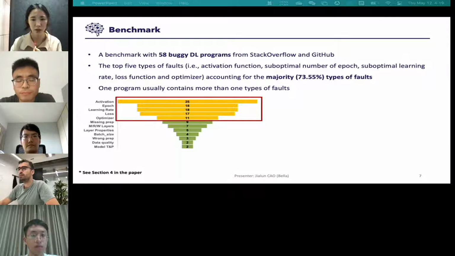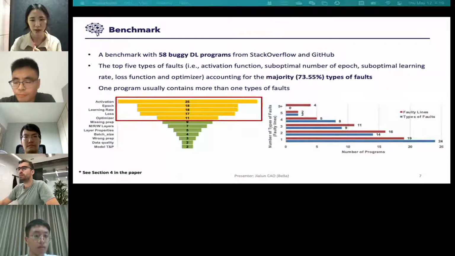In addition, we further present the statistics of the number of fault types in blue and the number of faulty lines in red. We can see that over half of the programs contain more than one fault type, and most of them involve more than one line. This observation motivates us to adopt multi-label classification algorithms.